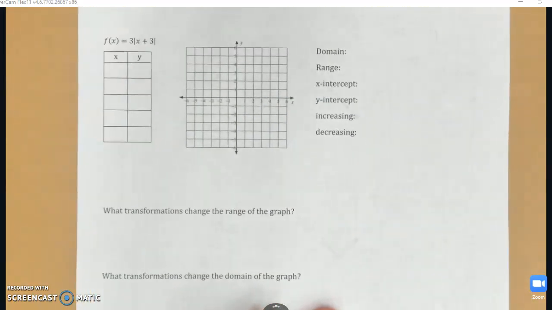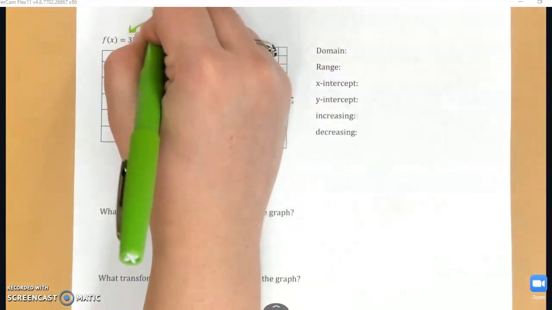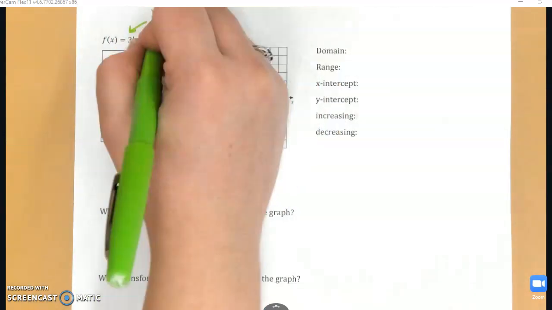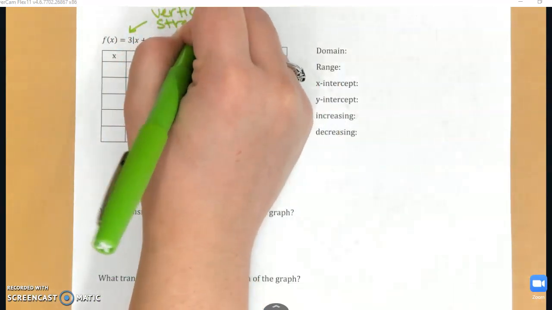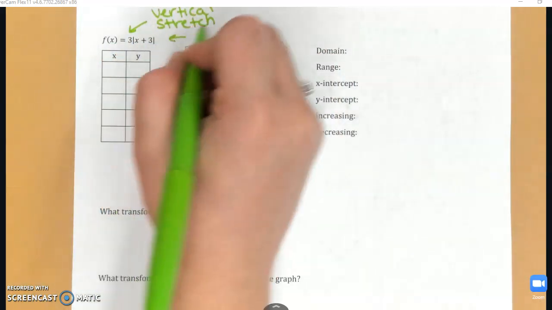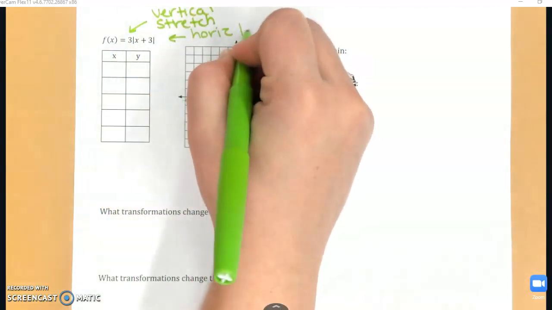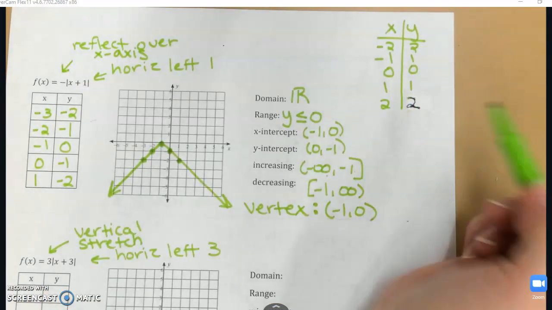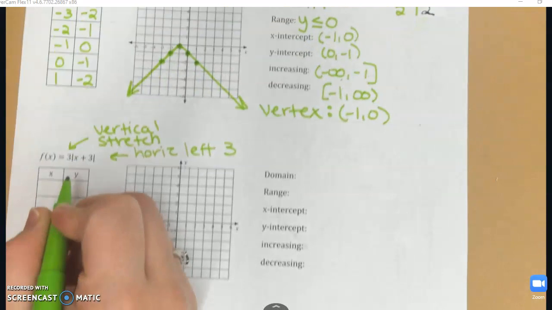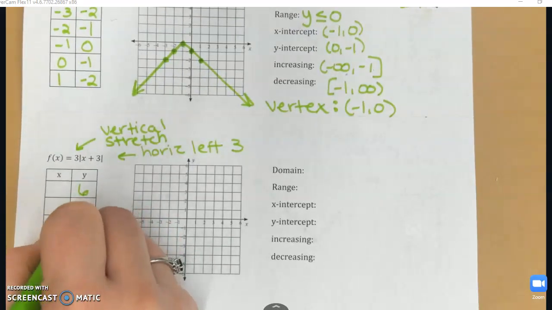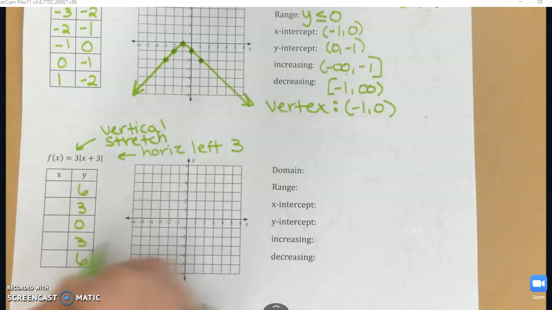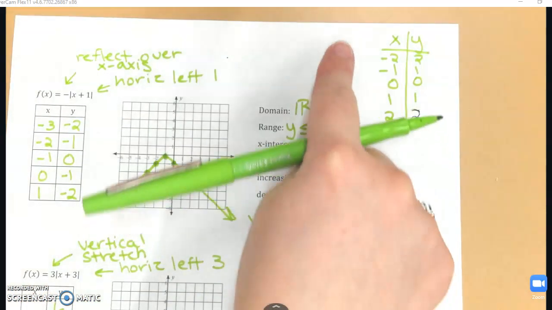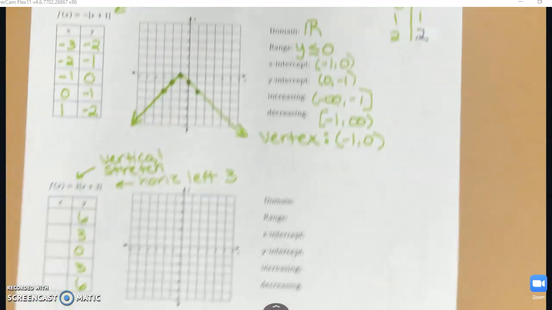Okay, last but not least, once again I have 2 transformations. That 3 on the outside is going to be a vertical stretch times 3. And then that +3 on the inside is going to be a horizontal shift to the left 3. So that vertical stretch is going to change my y coordinates, and so I'm going to take each of my y's and multiply them by 3. So that will give me 6, 3, 0, 3, 6. And then the shift to the left, I'm going to subtract 3 from each of my x coordinates.